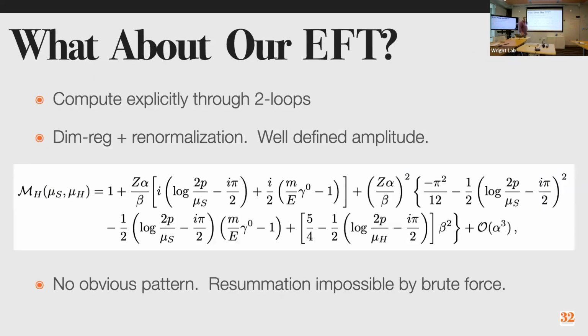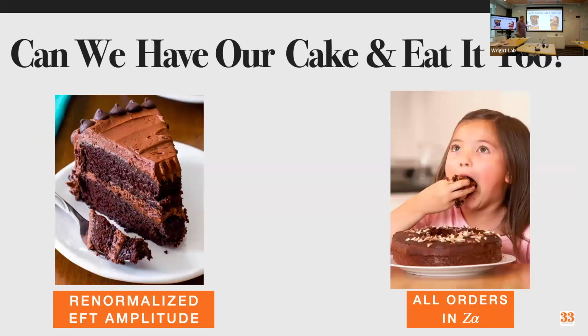So what about if we just compute diagrams? So you can do that. We did it up to 2 loops and you get this, and it's not very informative. I don't know how to guess what the next order is, right? If you do, you're a savant. I'm very impressed, but I don't. So I'm going to claim resummation is impossible by brute force. So the question is if you can have your cake and eat it too.